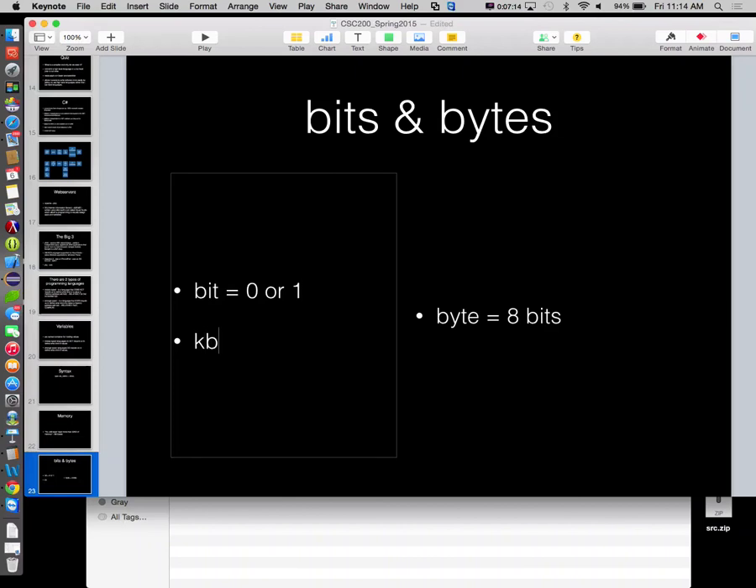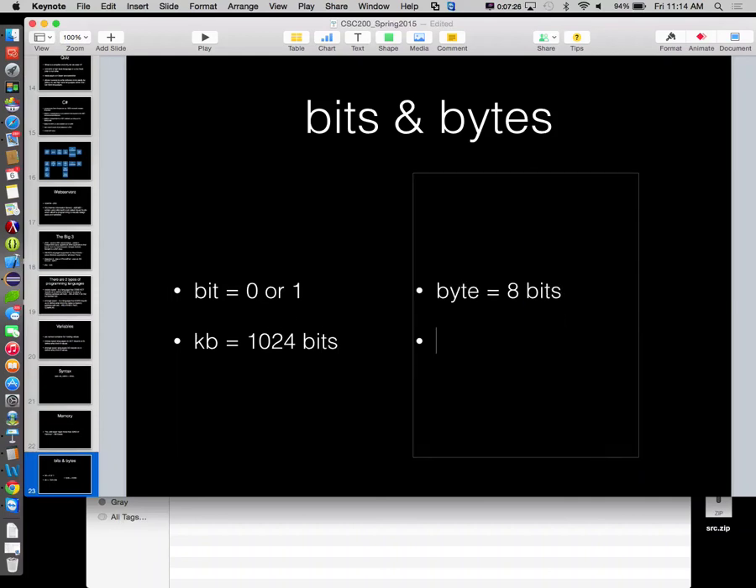A kilobit, Kb, is, anybody know? 1024 bits. A kilobyte, little k, big B, or sometimes shown as big K, big B, the important part being the big B, is 1024 bytes.